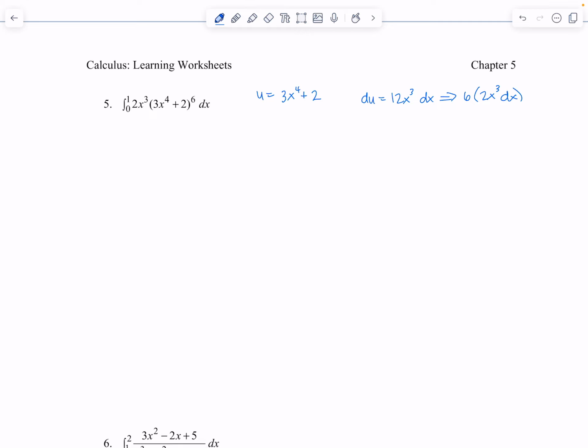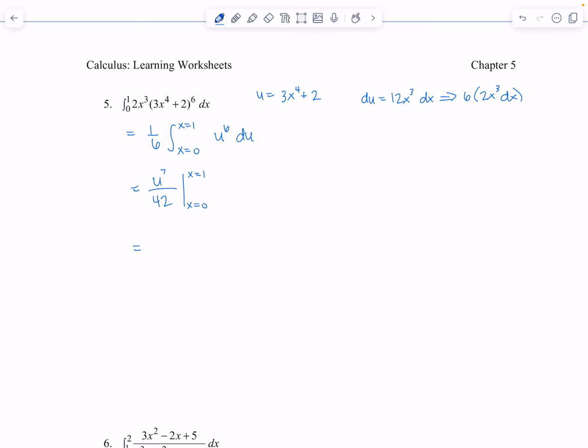So let's rewrite in terms of u. We'll have 1/6 integral from x equals 0 to x equals 1 of u to the 6th du. Taking our antiderivative, we have u to the 7th over 42, because of that 1/6, from x equals 0 to x equals 1. And we're clarifying that because we're using u's right now. We don't want to forget and plug this into the u.